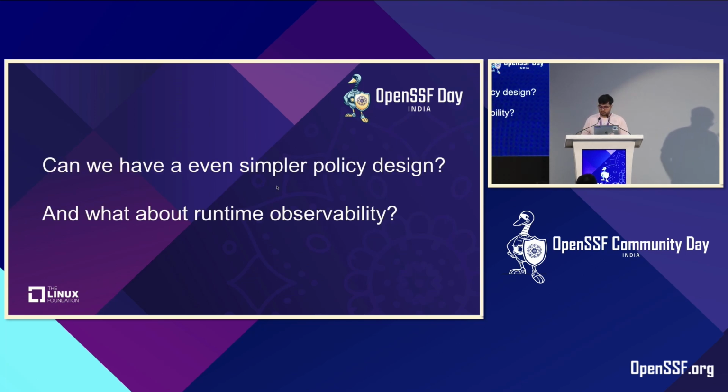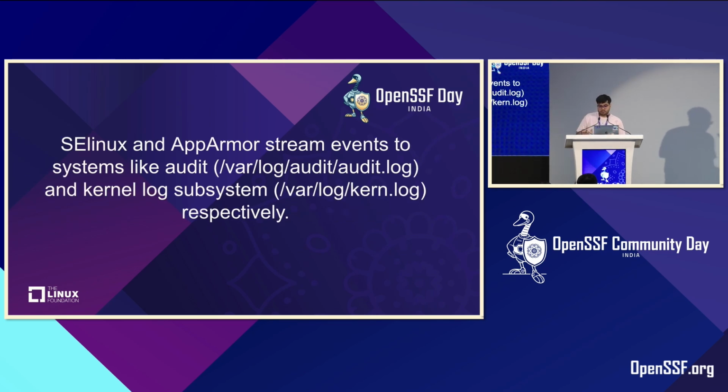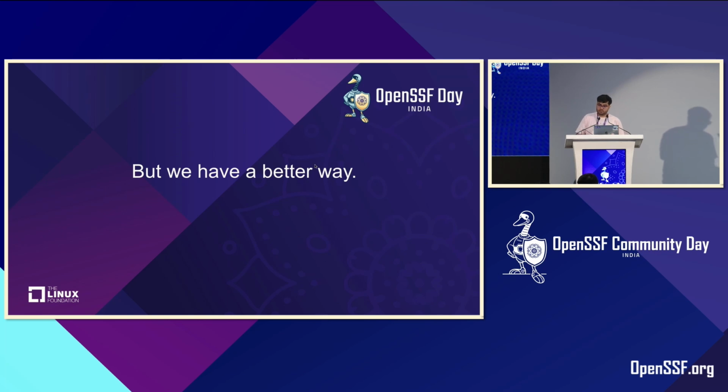So what's remaining now? We have a complicated policy design with both of these, and we do not have runtime observability. What happens if a permission denied event happens? How do we get observability for that? By default, both of these LSMs have their audit systems, auditd and the kernel log system. But in my opinion, these are a little hard to manage, because these are general log statements, nothing very specific. And we do have a better way.